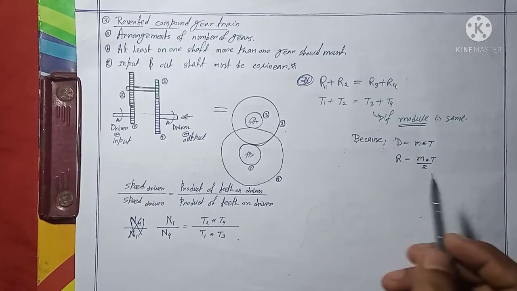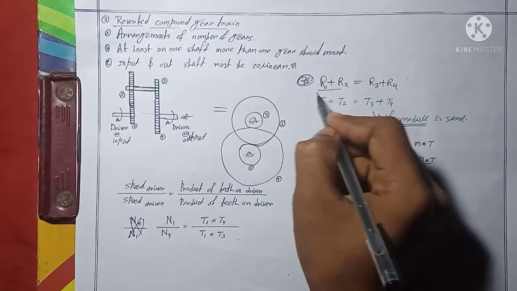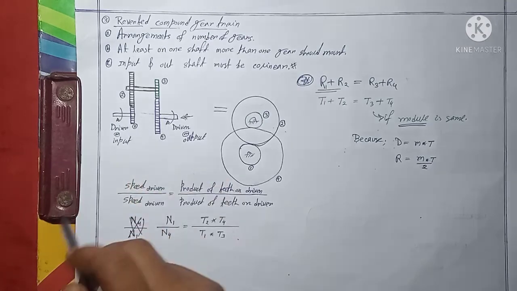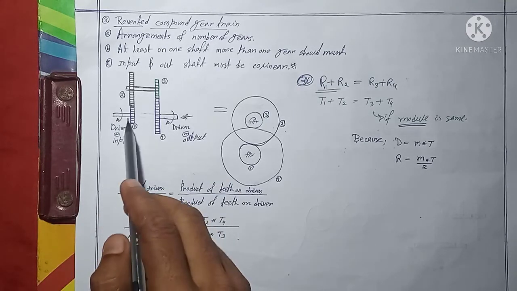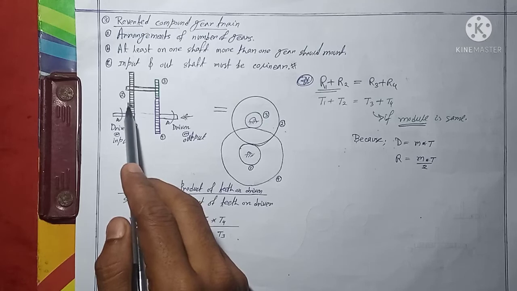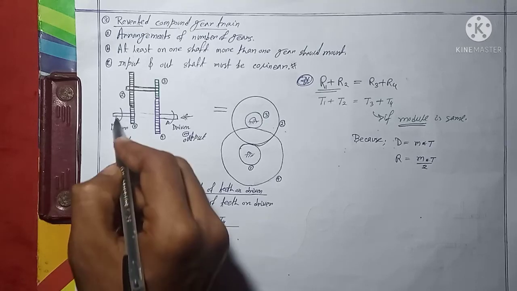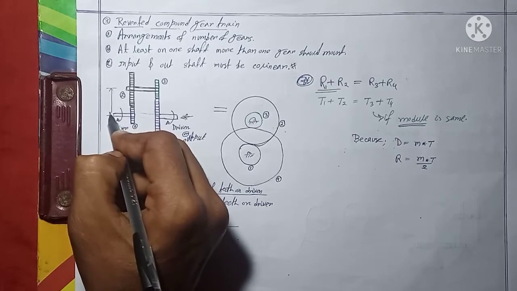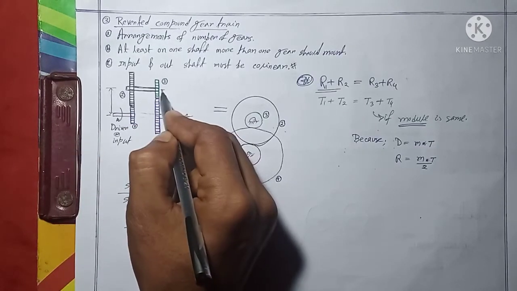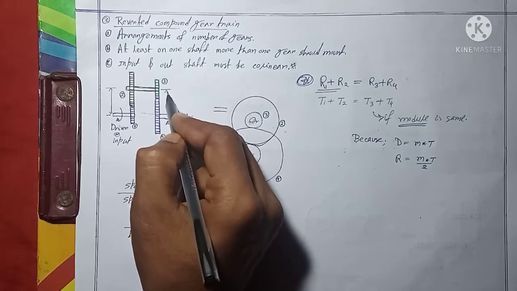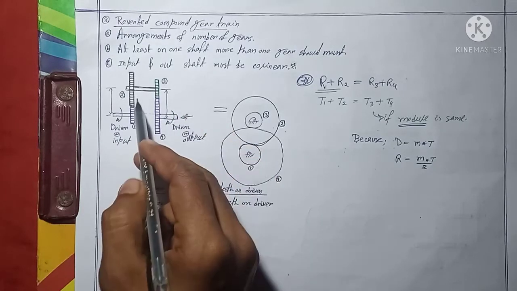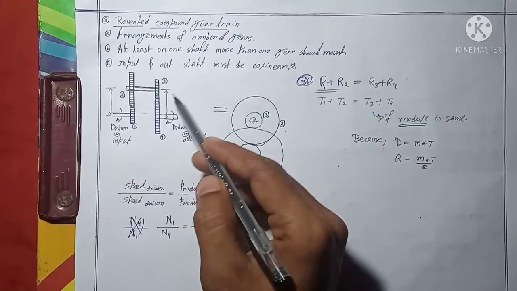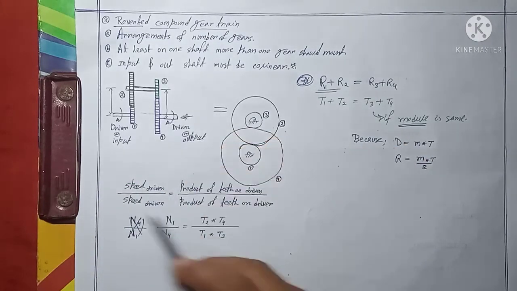Here one property you can observe: due to the collinearity of the input and output shaft, the radius of gear 1 plus radius of gear 2, meaning the distance from here to here, must be equal to the distance from here to here. So the summation of the radius of the first gear and second gear must be equal to the summation of the radius of the third gear and the fourth gear.